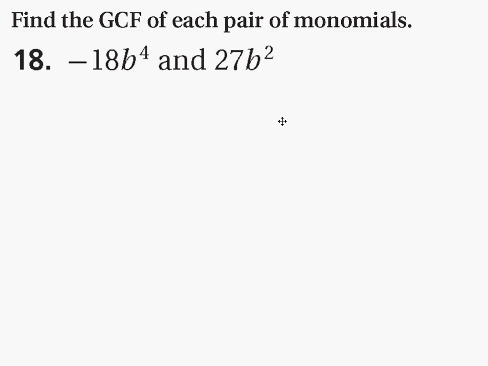Number 18, find the greatest common factor of each pair of monomials. So here we're not only looking for the greatest common factor of the numbers, but also the variables. So let's start with the numbers.